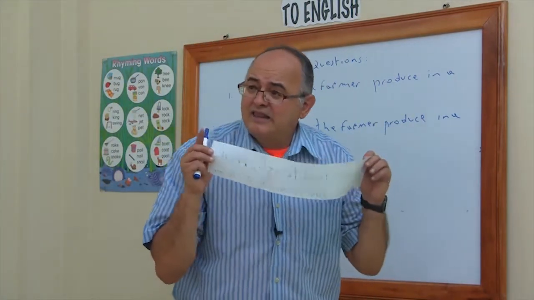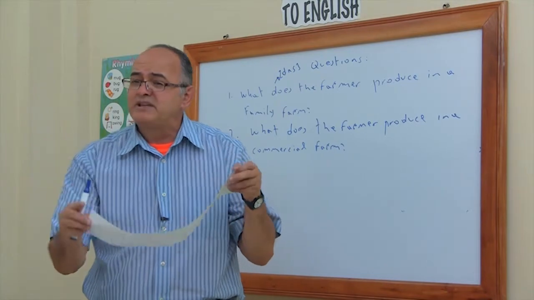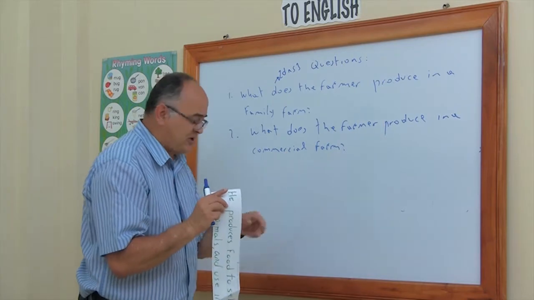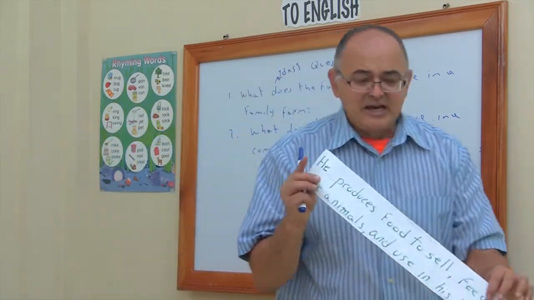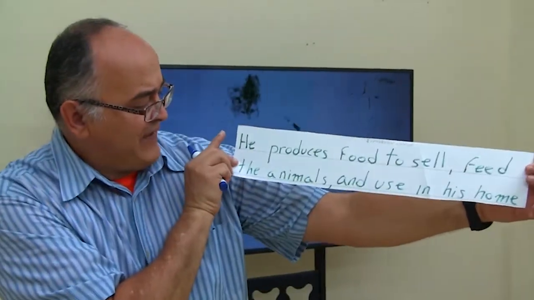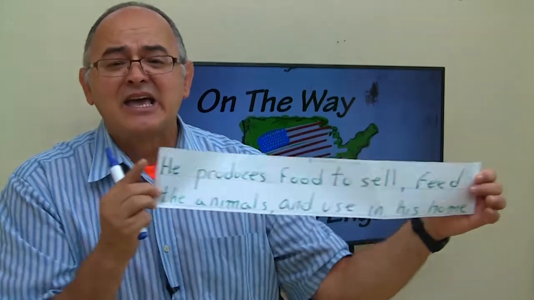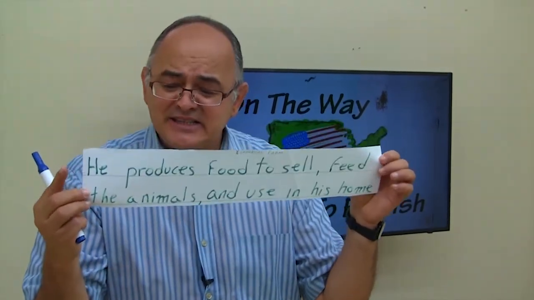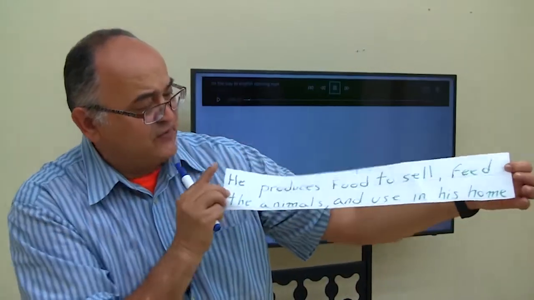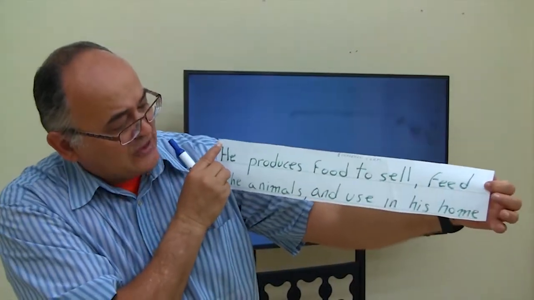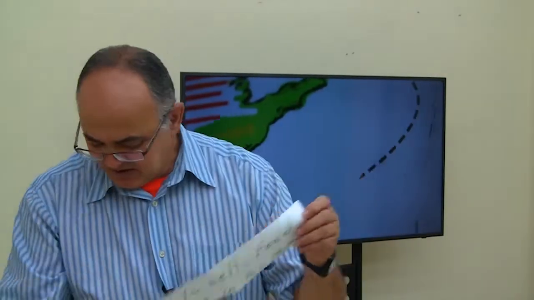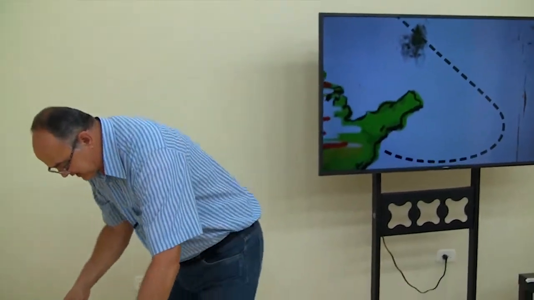So the answer to this question could be this one. Listen, what does the farmer produce in a commercial farm? We can say that he produced food. He produced food to sell, feed the animals, and use in his home, right? This is the answer to this question. He produces food to sell, feed the animals, and use in his home. This is a commercial farm. Let's put it here, right?